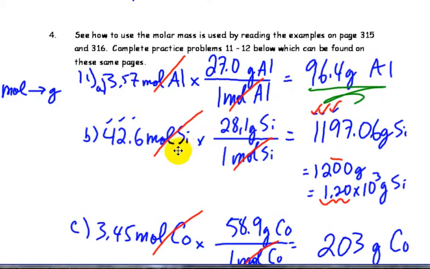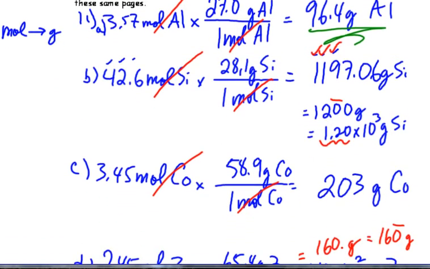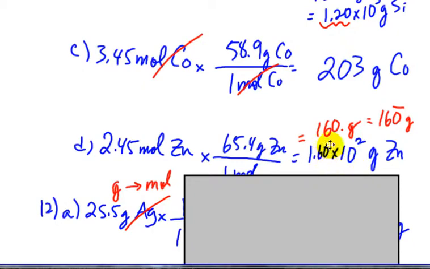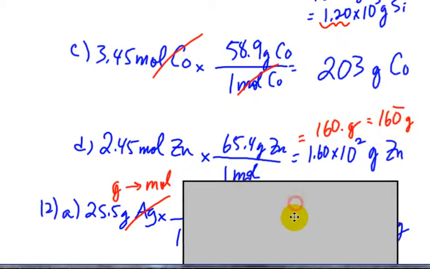So 96.4, 1197.0, but I went to 3 sig figs, 1, 2, 3, 7 bumps this up by 1, so technically it's 1200 with this 0 being significant, or write it in scientific notation. Over here 203, over here 160 I get, but I need to have 3 sig figs, so I put a decimal after that to include the 0 as a significant digit, or put a line over top.